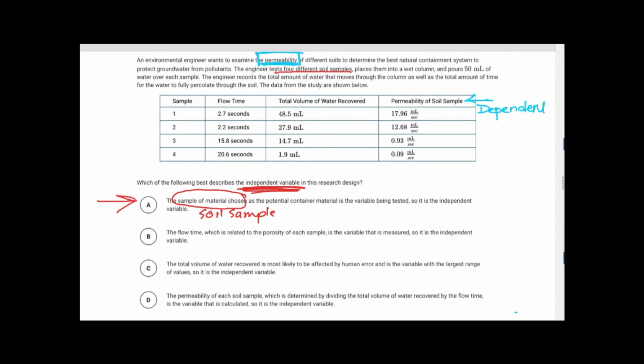And so that's why I think this one's so tricky. Well, let me put a T here, but just know that that means a T. It's because he's measuring, right, the flow time. He's measuring the total volume of water he recovered. But he needs both of those numbers to get the permeability, and the permeability is really what he wants. Okay. And so the permeability is going to be his dependent variable, and then the soil sample is going to be his independent variable, which I thought this one was really difficult, the way they worded it, at least. So I wanted to show it to you because it is difficult.